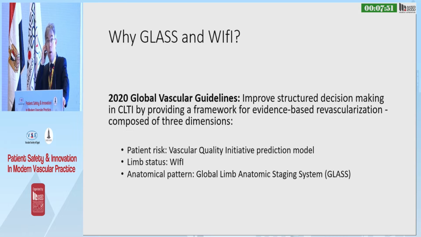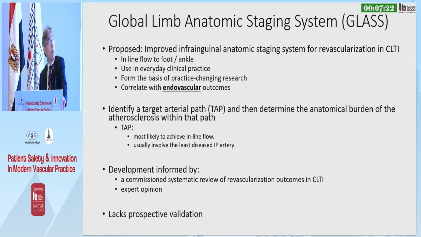Now, where did they come from? Well, WIfI was reasonably well established in 2020 when the Global Vascular Guidelines were put forward. What they wanted to do was look at three things within the guidelines: patient risk, which we're not going to talk about this morning, limb status, and then the new thing was really anatomical pattern. And GLASS, the Global Limb Anatomic Staging System, was born, and that's what I'm going to talk about first.